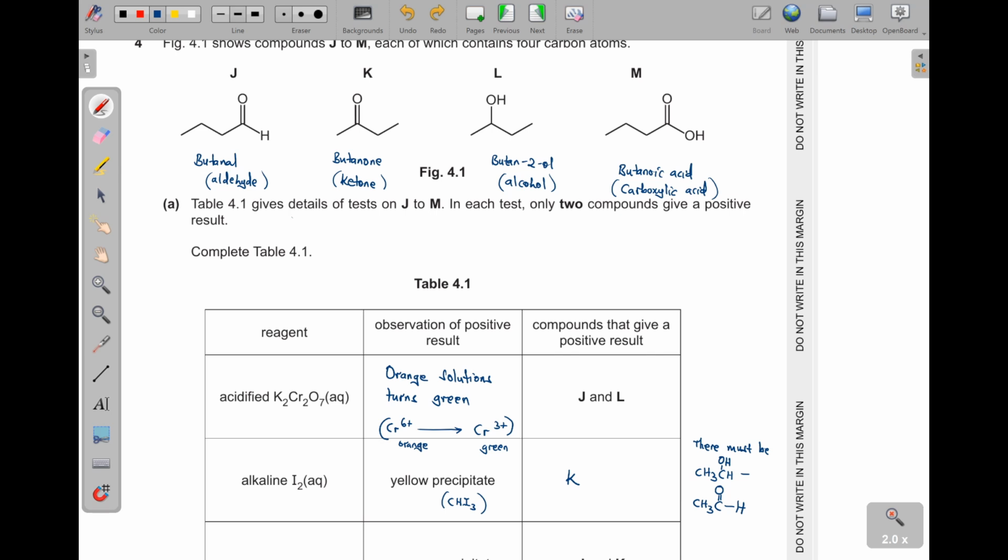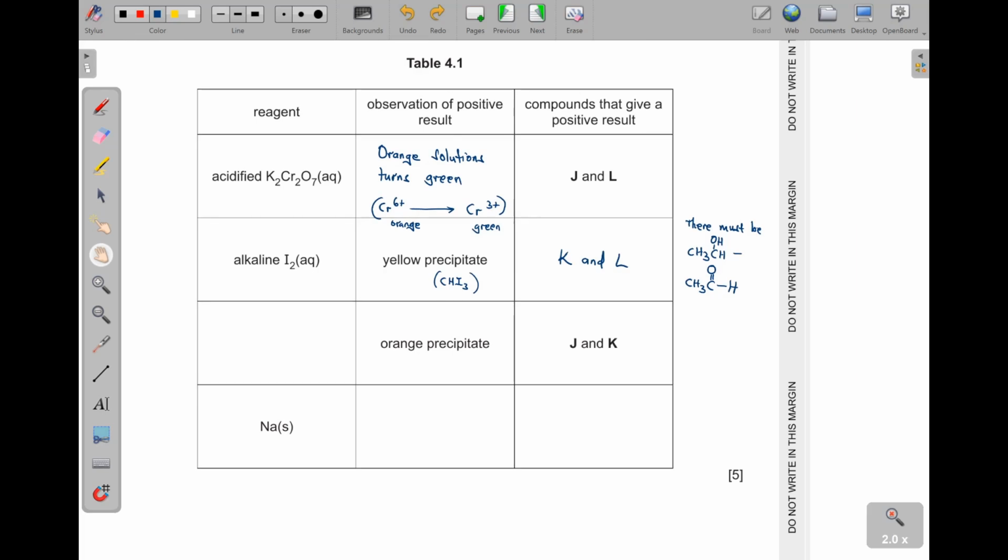Then here, there is a CH3. Do you see it here? Then there is a hydrogen here, and then the OH. So even L is going to give us a positive result. So we shall say K and L. Of course, carboxylic acids, no. It has to be an alcohol or a carbonyl.